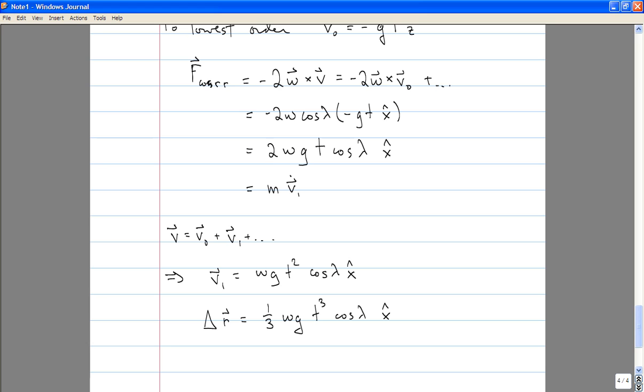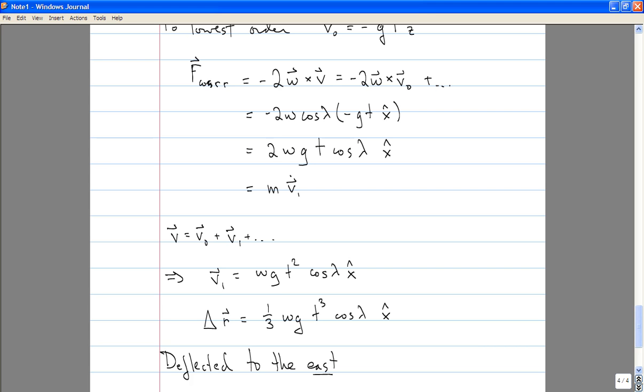But there will then be a correction to that, which comes from the Coriolis force. And you can see that the size of this force is proportional to cosine lambda and points in the x hat direction, meaning that this object will be deflected to the east in the plus x hat direction.